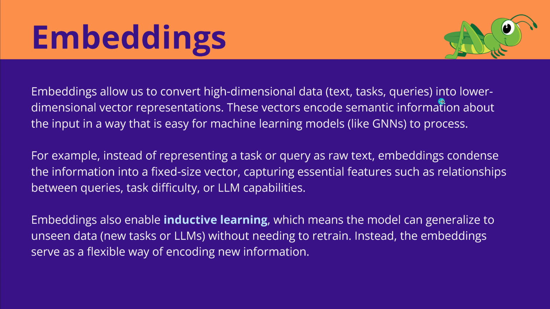So you see, for my little green grasshoppers here, embeddings allow us to convert now high-dimensional data, either text, task, queries, into lower-dimensional vector representation if we use, for example, UMAP. And these vectors encode semantic information about the input in a way that is easy for machine learning models like our graph neural networks to process.